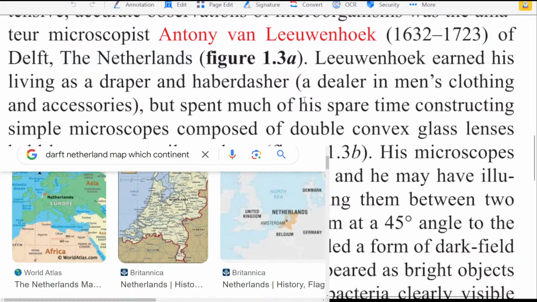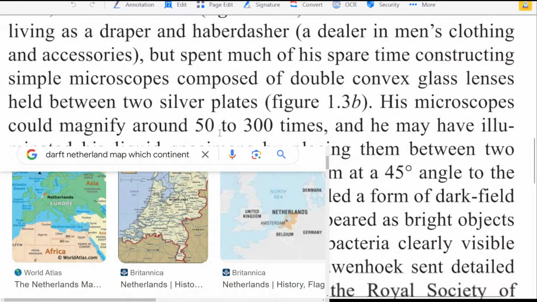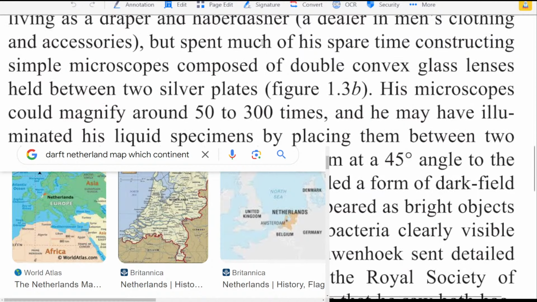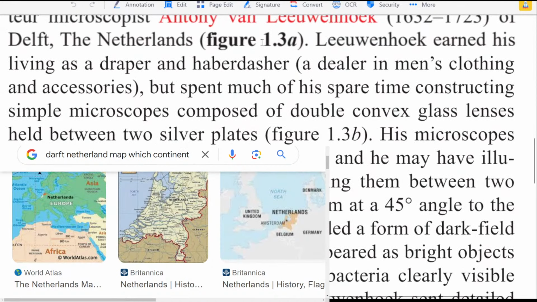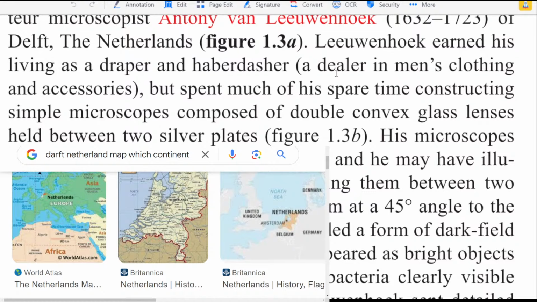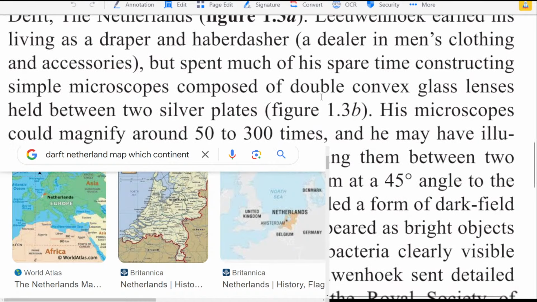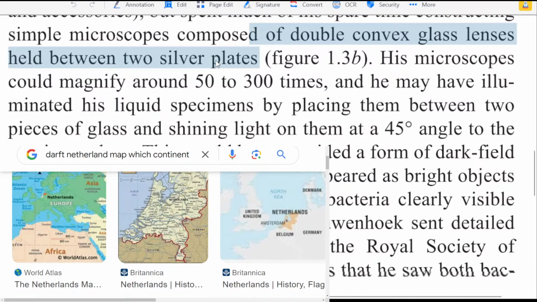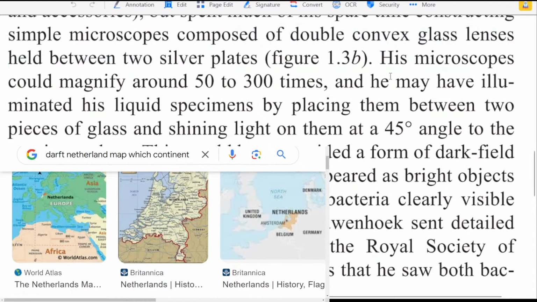Leeuwenhoek earned his living as a draper and haberdasher, a dealer in men's clothing and accessories, but spent much of his spare time constructing a simple microscope composed of double convex lenses held between two silver plates. Guys, how does a man working in a clothing and accessories shop have the mind to create a microscope, putting glass lenses and silver plates together, and then even using it? Wow. Intelligent people have intelligent hobbies.